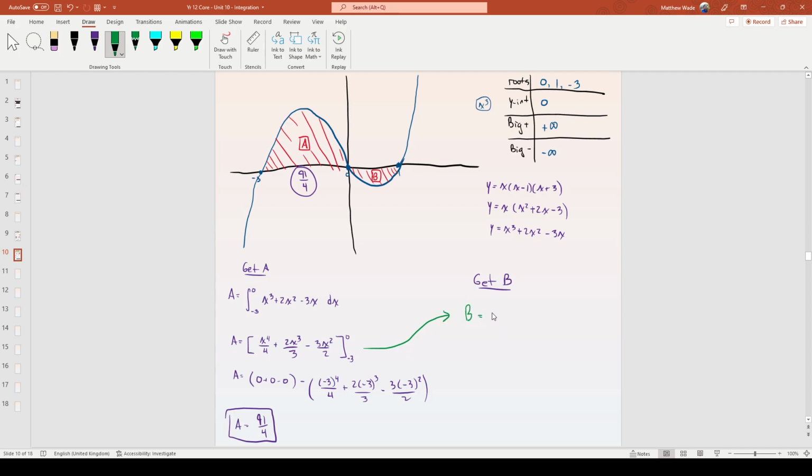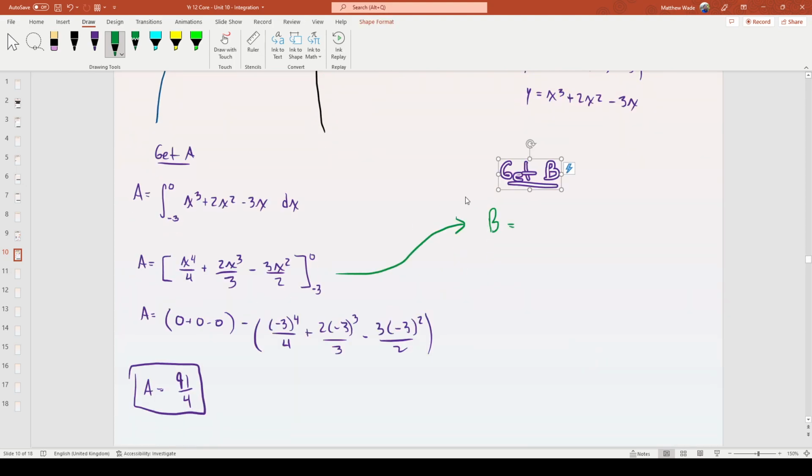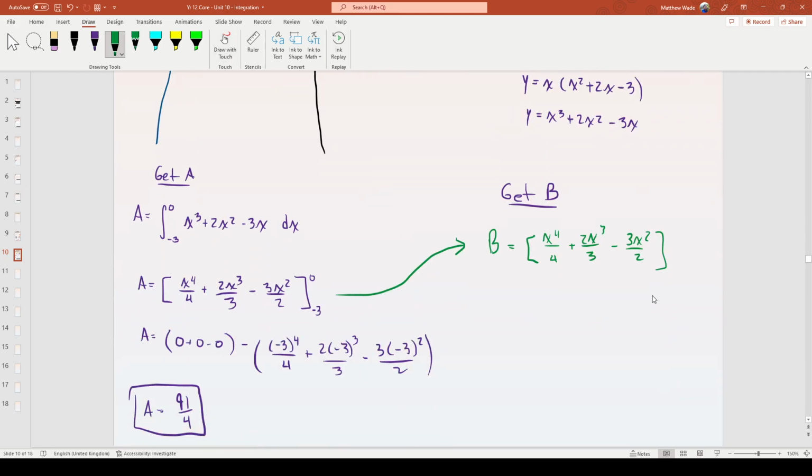B equals, it's going to be the same old stuff again, isn't it? It's going to be x to the power 4 over 4 plus 2x cubed over 3. I'm not thinking, I'm just copying. Minus, oh shoot, I should have been thinking, I put the wrong number. Minus 3x squared over 2. But the difference is, now we're between 0 and 1. Skip the step. How exciting.